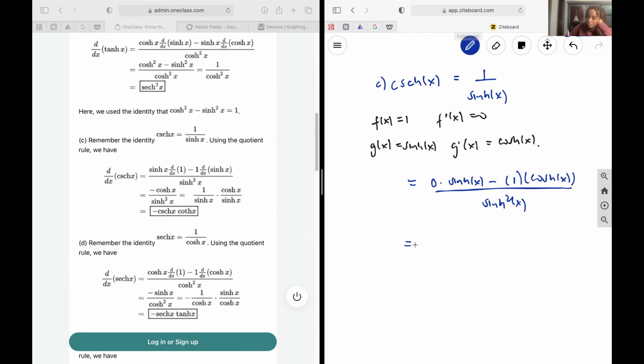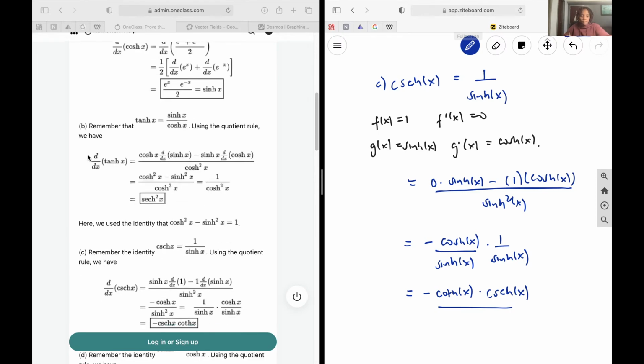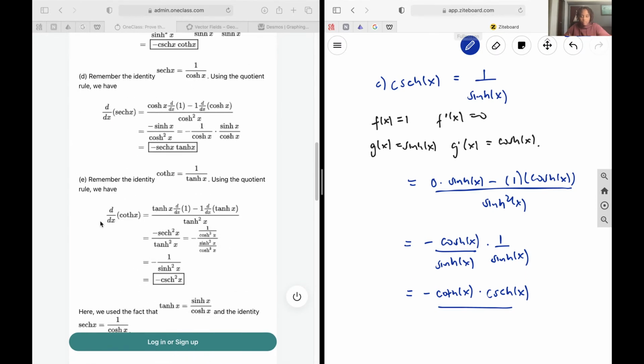Okay, and this will give me negative cosh x over sinh squared x, but I'm going to choose to separate that so that I can write it as this product. And these two have well-known identities. This is negative cotanh x multiplied by cosech x. And that's going to be it for this one. And then next up, we are looking for sech x.